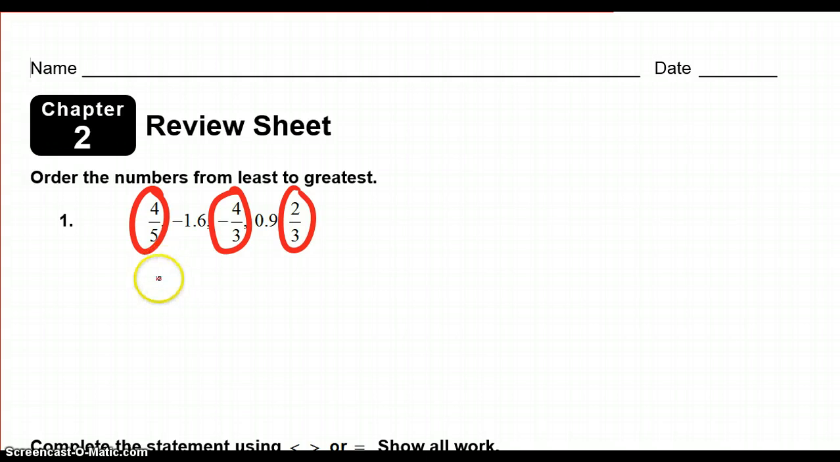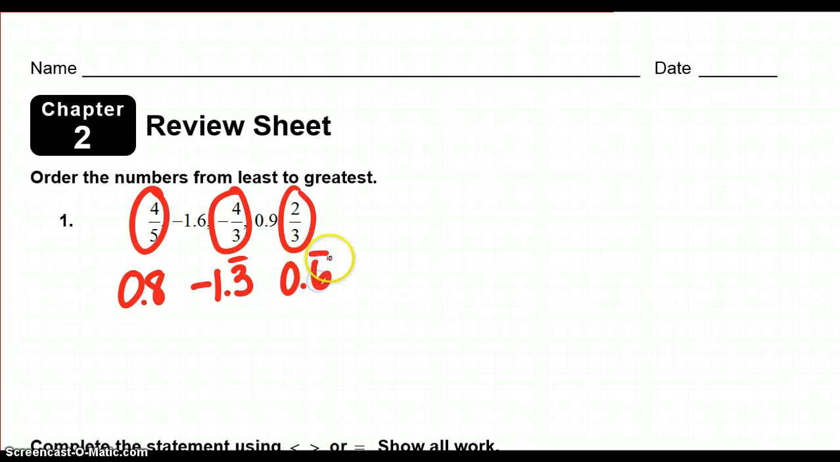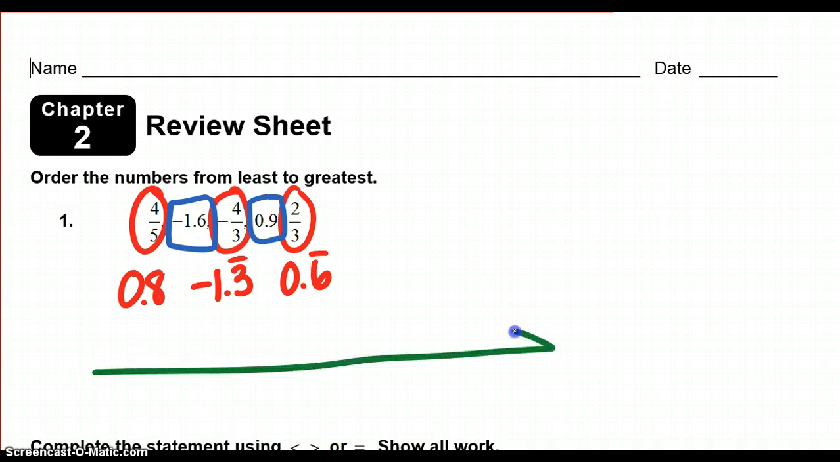So 4/5 is 0.8. Negative 4/3 is negative 1.3 repeating. And 2/3 is 0.6 repeating. Okay? You do not have to touch the negative 1/6 and the 0.9. Those are already decimals. So in order to order these from least to greatest, I'm going to draw a number line. Okay? And I look for the least value.